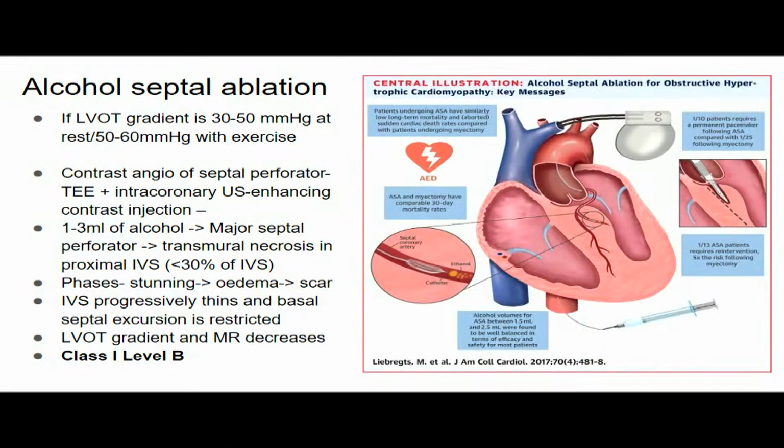Blood will not enter, and over the period what will happen? Tissue will get necrosed. Automatically tissue will get necrosed. So this bulging part will get necrosed, and over the period it will get fibrosed and it will regress. Once it regresses, the outflow tract obstruction will not be there. Just like what we do surgically, we are doing it internally, but it takes some time.